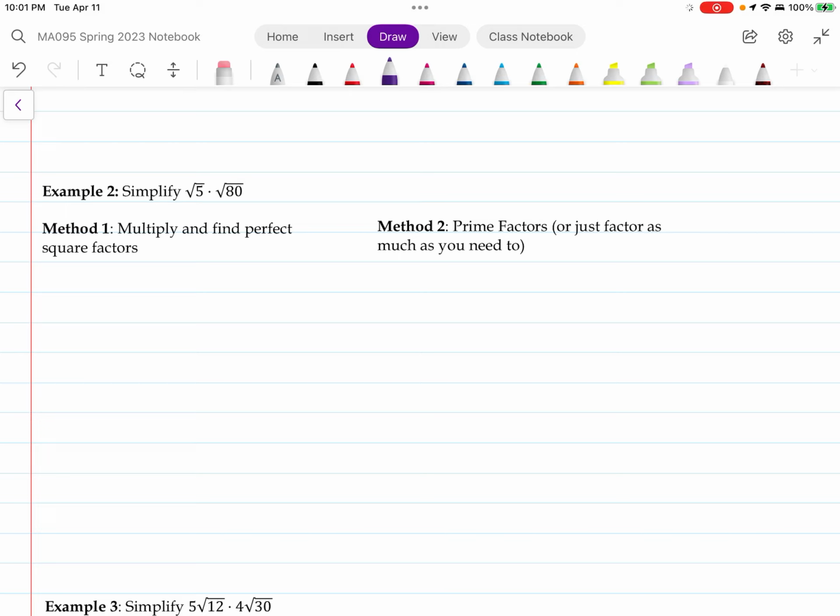All right, so I've got the square root of 5 times 80. 5 times 80 is 400. And you may see right away that 400 is 20 squared. So that is just 20. If you don't see it, you might see that it is the square root of 4 times 100, which are both perfect squares. So you would get 2 times 10, which is 20.